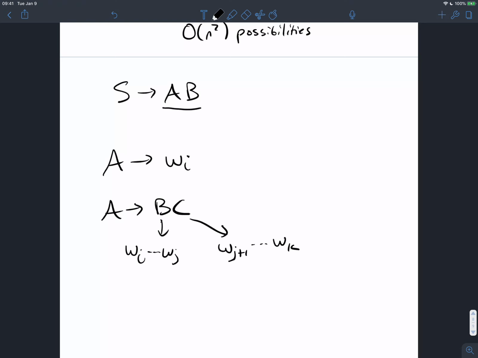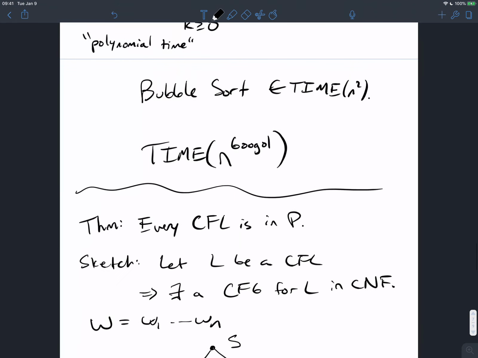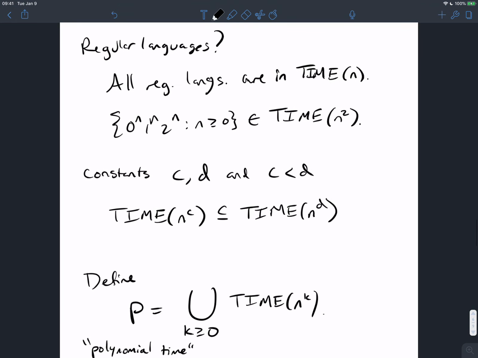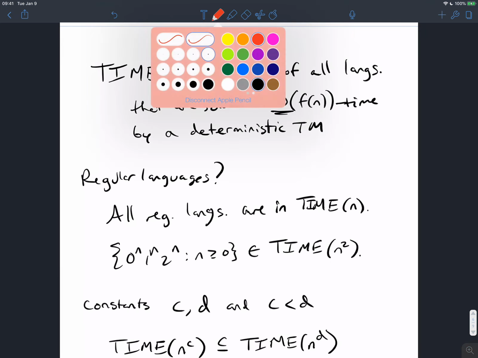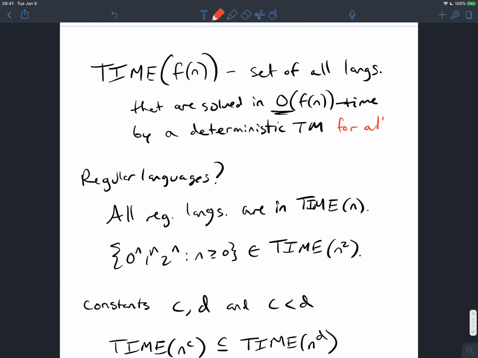Yeah? It's a time set that's describing how long the decider would take for one particular input. Right? So this is not real. I didn't really define this formally, but O of f of n time is that for all inputs of size n, I should say. Yeah, I actually should say that. So for all inputs of size n.